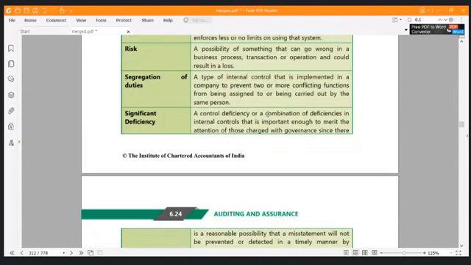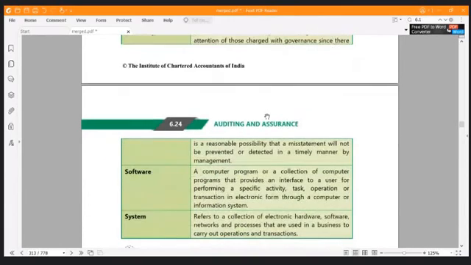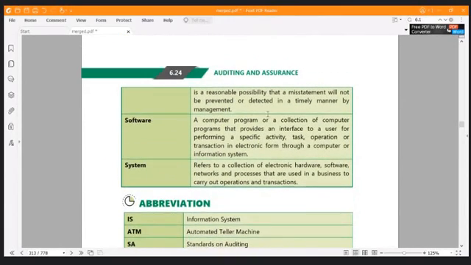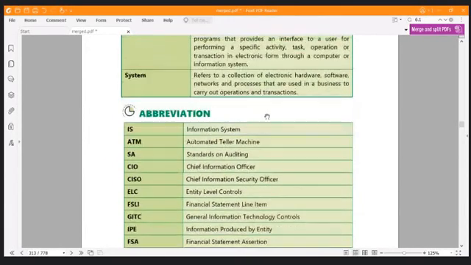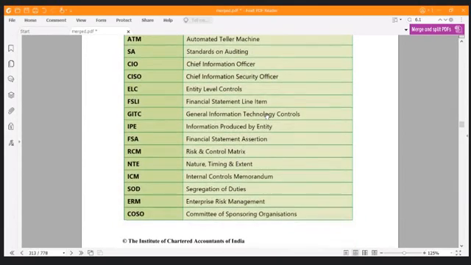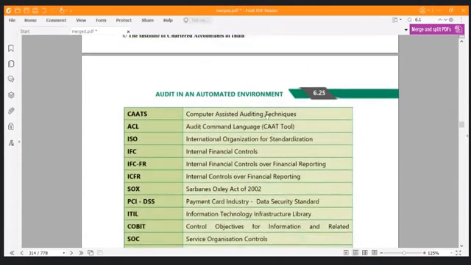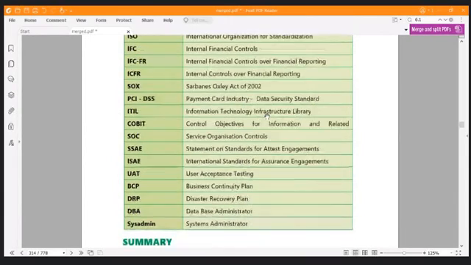Privileged access, risk, segregation of duties, significant deficiency, software system. Okay, that's good enough. And we can close.